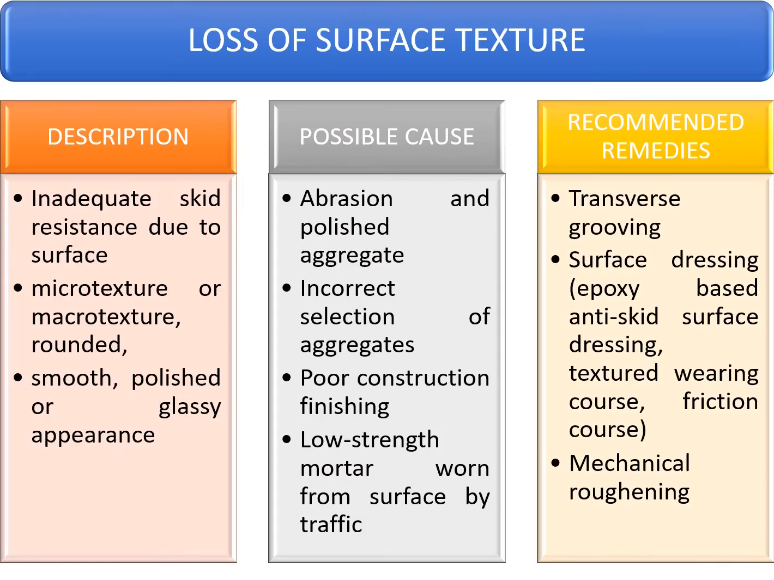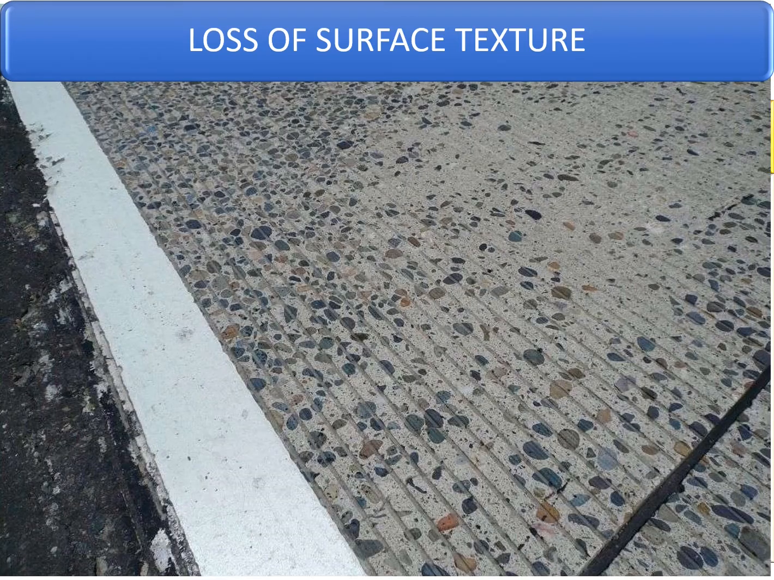Loss of surface texture describes inadequate skid resistance due to the surface microstructure or macrostructure being rounded off, smooth, polished or glassy in appearance. Surface texture is required to improve the skid resistance and braking capacities. The moment there is a loss of surface texture, vehicular control will be lost and safety will be at stake. So in order to have a safe road, wherever the surface texture is damaged, it needs to be rectified then and there.